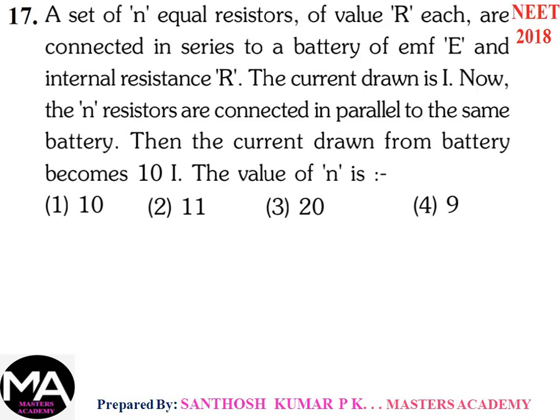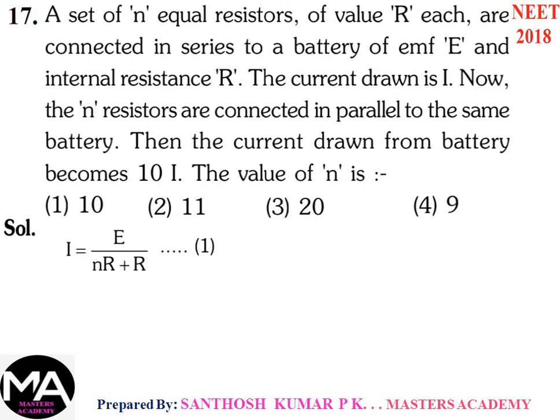Next problem. It is from NEET 2018. A set of n equal resistors of value R each are connected in series to a battery of EMF E and internal resistance R. The current drawn is I. Now the n resistors are connected in parallel to the same battery. Then the current drawn from the battery becomes 10 into I. The value of n is. Four options are given. So here you are connecting n equal resistors, first in series and next in parallel.